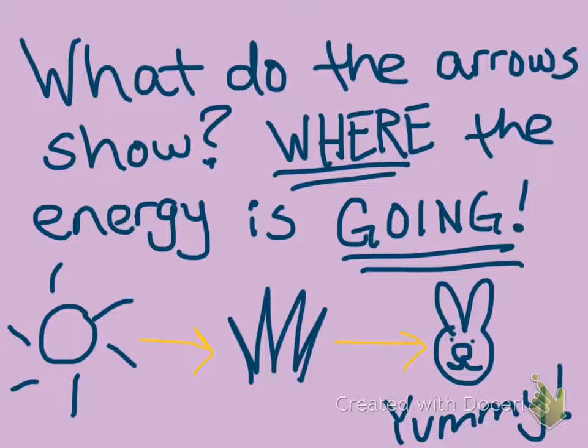Wait, Miss, I have a question. You said where the energy is going, so the sun can eat grass? No. The sun gives energy to the grass. See how the arrow is pointing toward the grass? Oh, and then the grass gives energy to the rabbit because the rabbit eats grass. Correct. So the arrows point to where the energy is going.